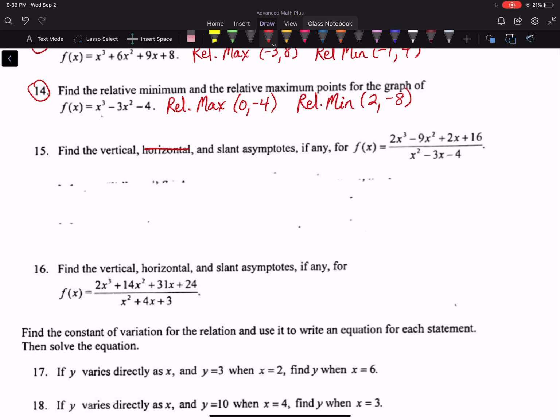To be a slant asymptote, the one on top has to be exactly one number bigger than the one on bottom. So we have a 3 on top and a 2 on the bottom. 3 is 1 bigger than 2, so we do have a slant asymptote, and we have variables on the bottom, so that means we are going to have vertical asymptote as well. So to get our vertical first, it's the easiest. I need to factor the bottom, so that's going to be x, and I need 2 numbers that multiply to be -4 but add up to be -3.